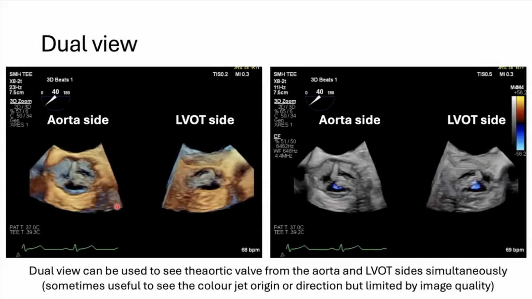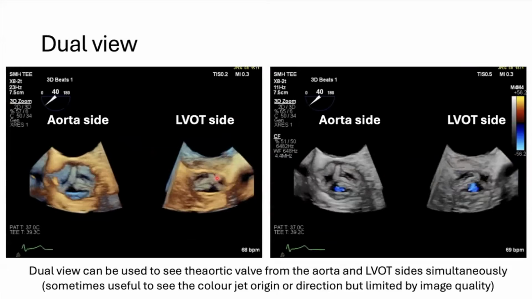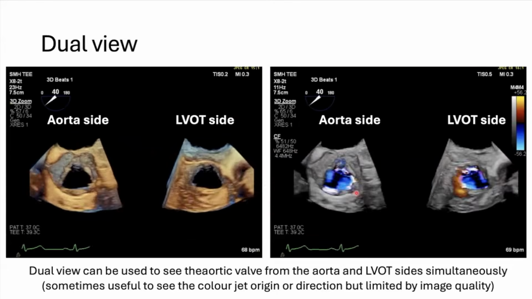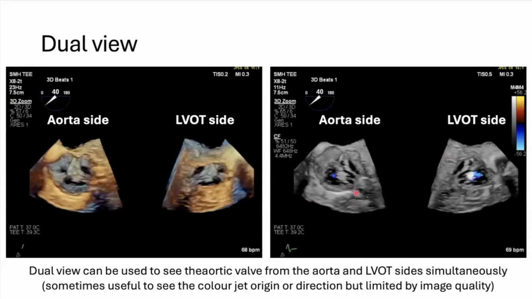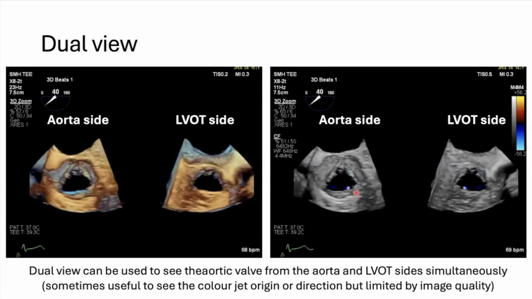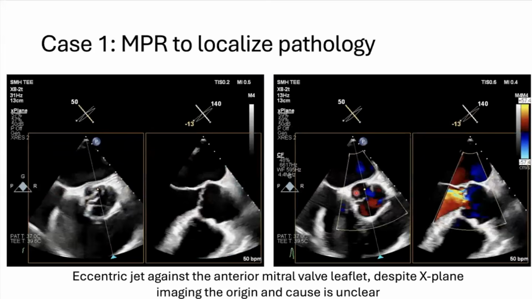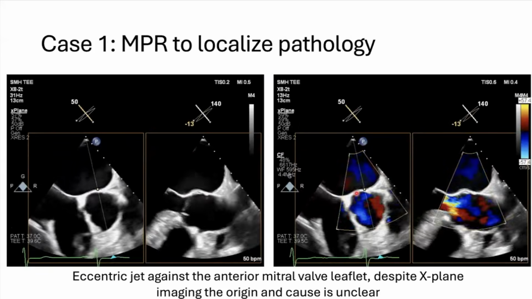And then you can use this dual view to show the aorta from the aorta side or from the LVOT side. You can apply color here. I have to say, I often find that the 3D quality of the aortic valve is not that good because the cusps are thinner. So I find this is not entirely helpful in and of itself. But there are cases when it can be, specifically when you use MPR.